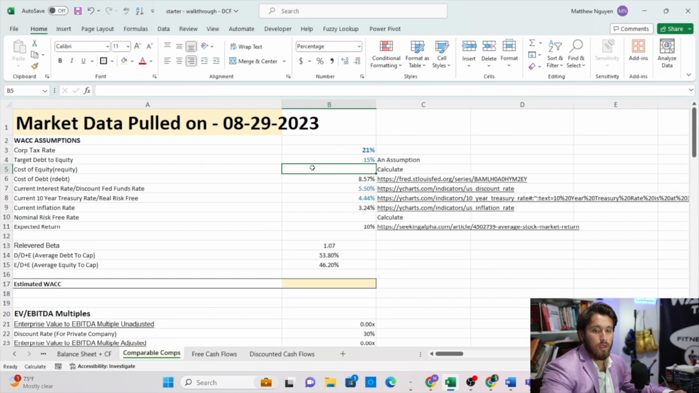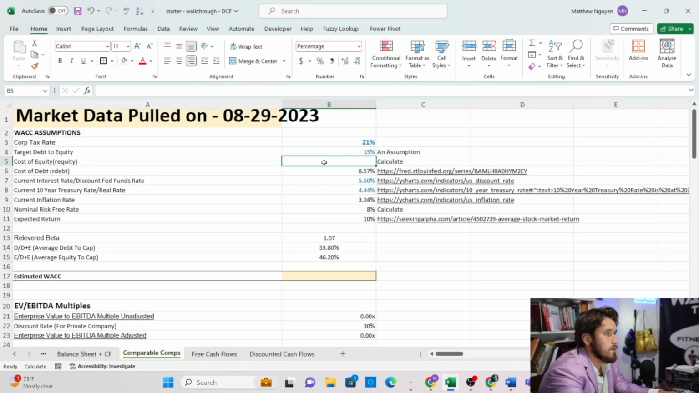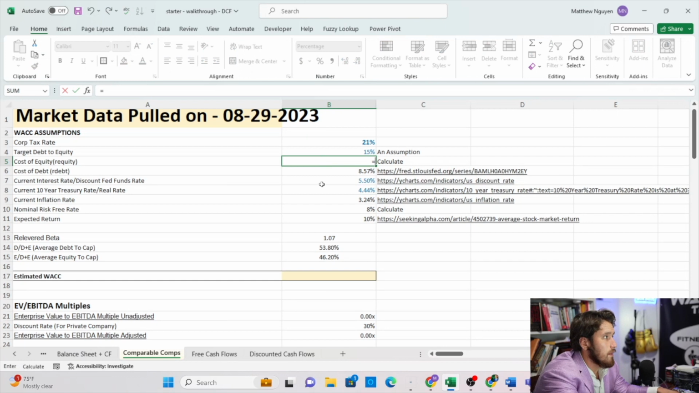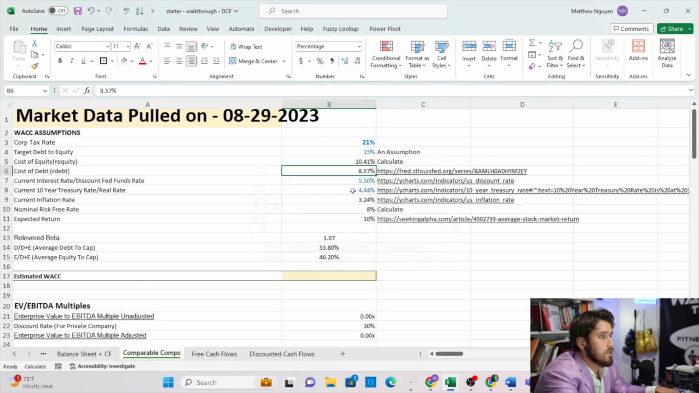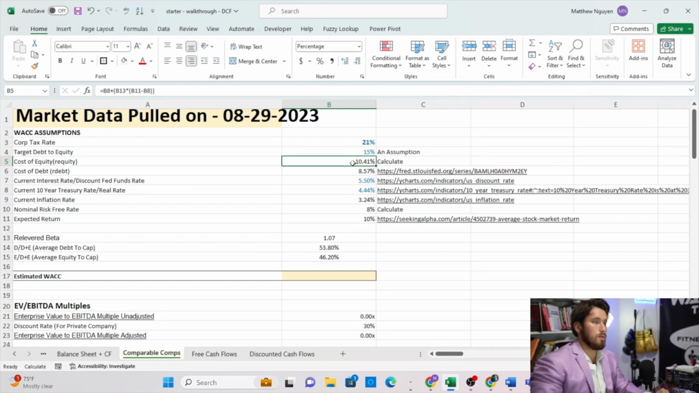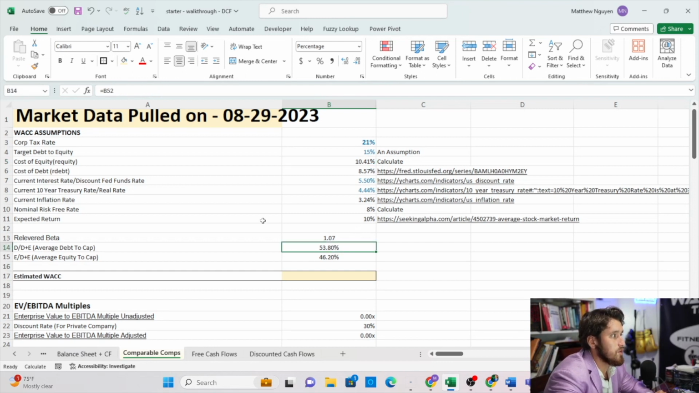So the cost of equity is now going to be equal to the 10-year risk-free rate, which is assumed to be the real risk-free rate in this case, and we're going to take beta and multiply it by the market risk premium, which is just the expected return minus the risk-free rate. You can use a nominal rate and get the risk-free rate from there. But for now, this is going to be good. We'll just take the Treasury yield bond as the risk-free rate. Now we have our average debt to capitalization, average equity to capitalization.